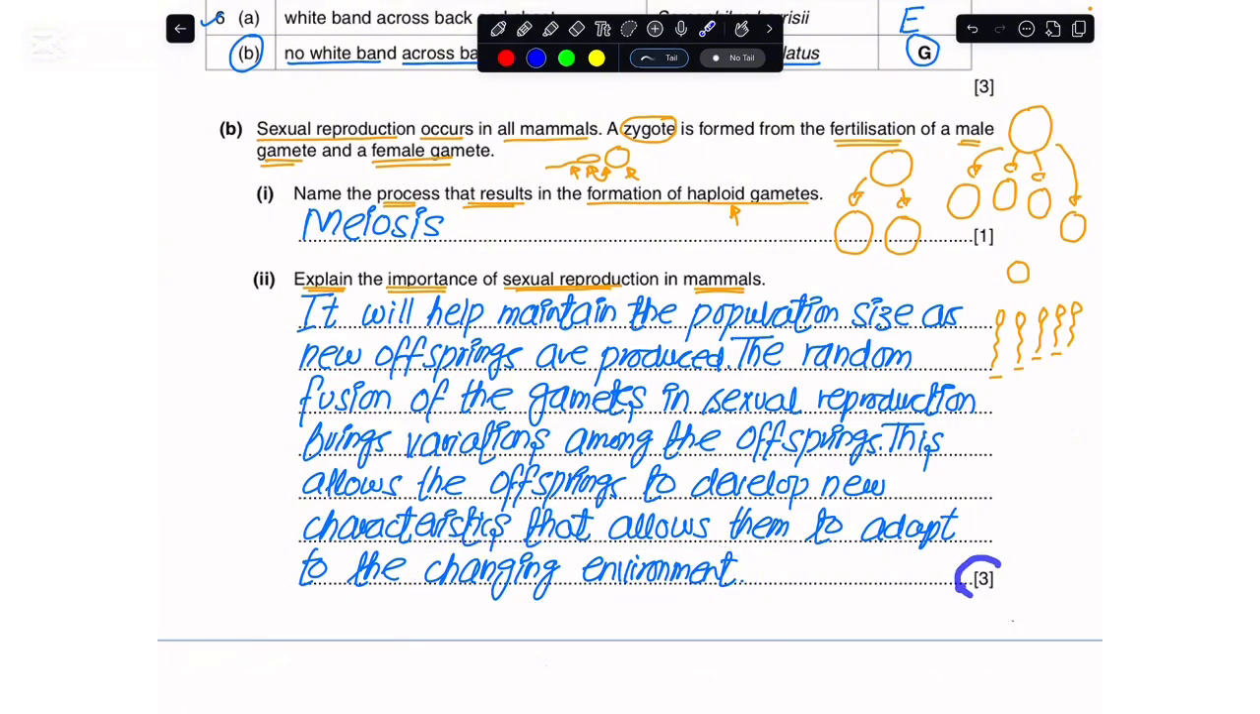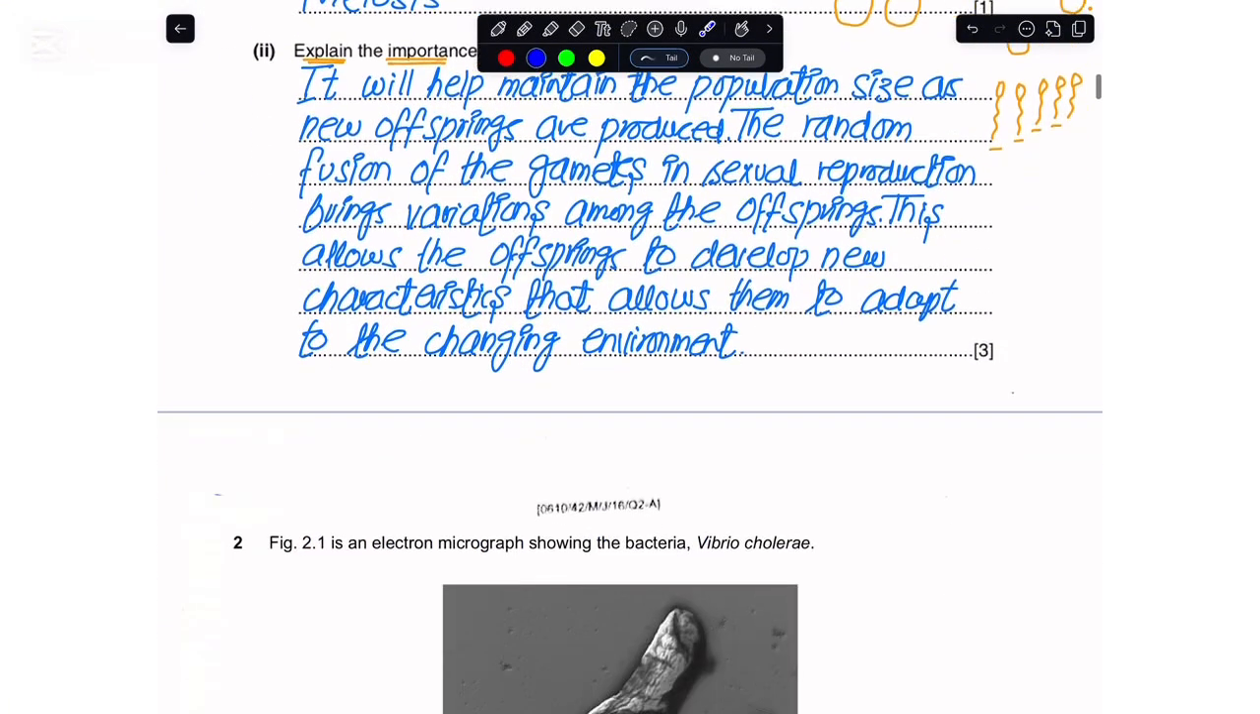So for the 3 marks, what you have to focus on is that sexual reproduction maintains the population size as the offsprings are produced. When the random fusion of the gametes happens between the sperm cell and the egg cells, the offsprings have variations in them, and these variations allow them to develop some characteristics, and by that they would adapt to the changing environment.